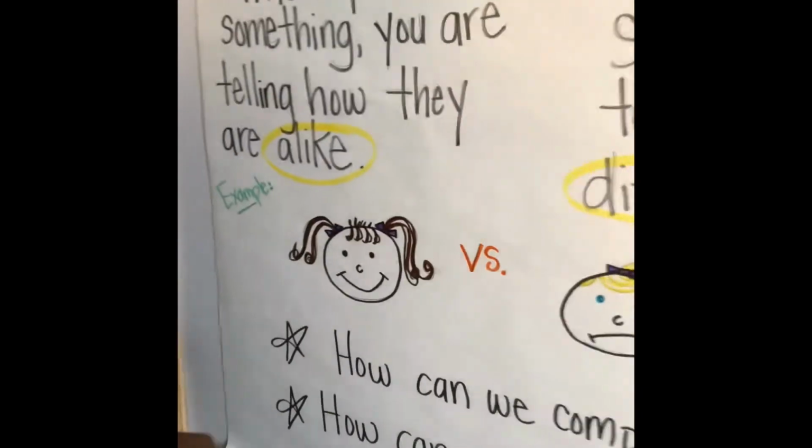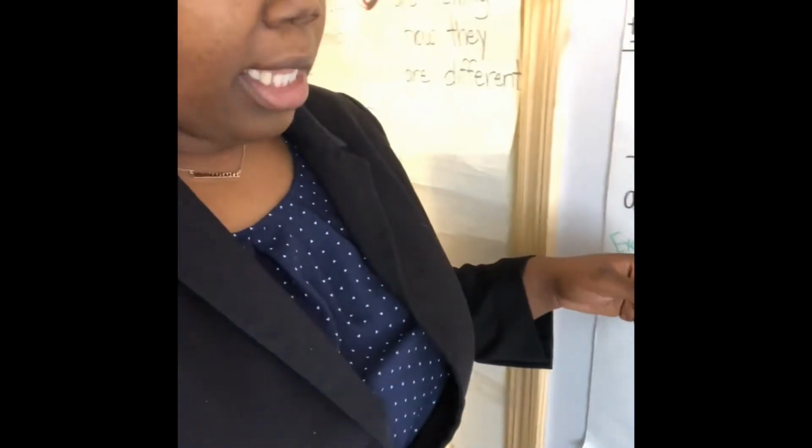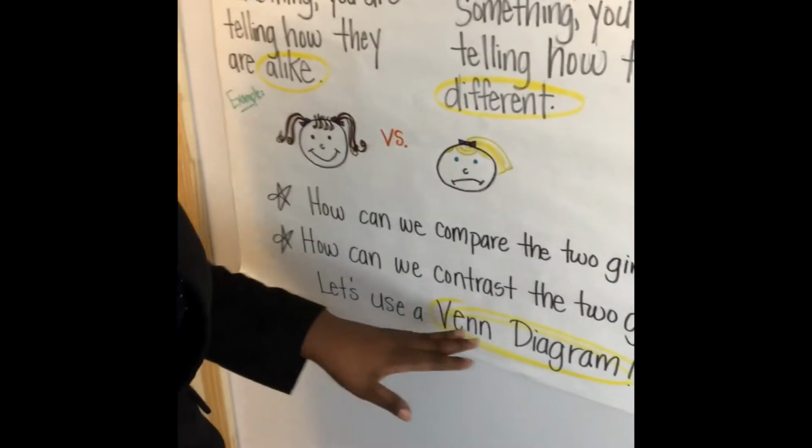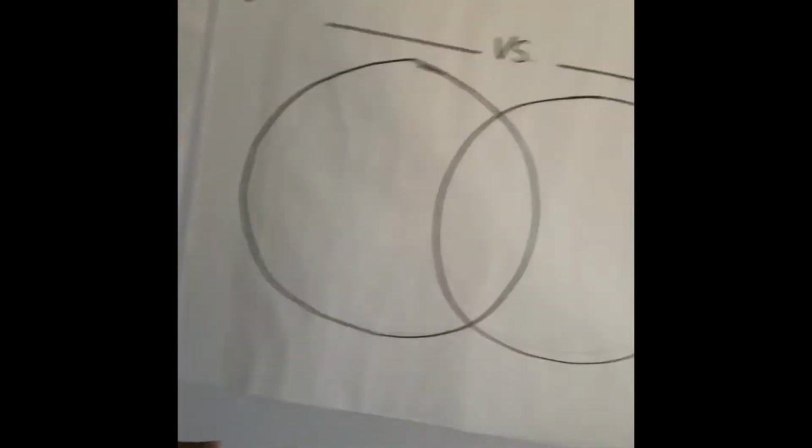And they could also be a little bit more specific and tell me that these two girls have the same exact hair bow colors. Also, I will go into telling them that we could use a Venn diagram, which is a graphic organizer, to compare and contrast.